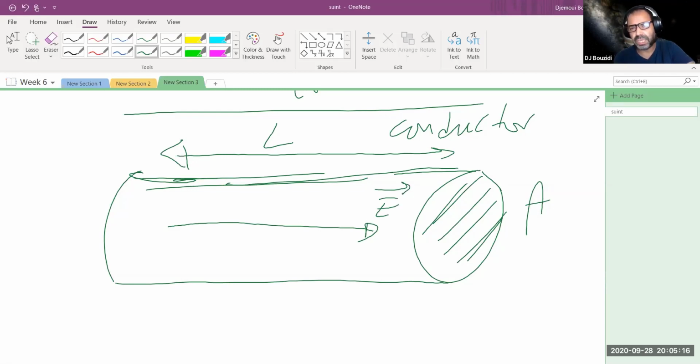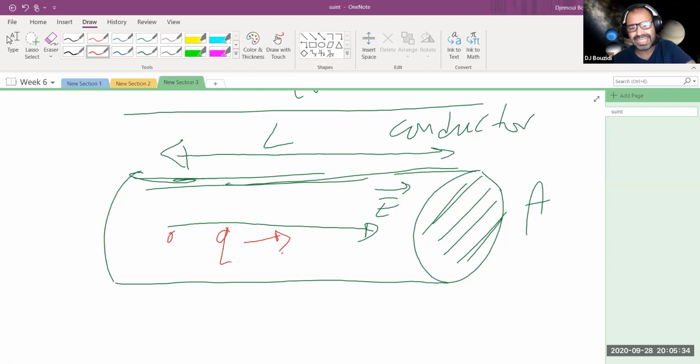Now remember, this is a conductor. It doesn't like electric fields to be present there. So the charges now start to move at will. Charges cannot stay stationary in a conductor because they are free to move. So the minute there is an electric field, they start to move. So these charges, Q, are moving.